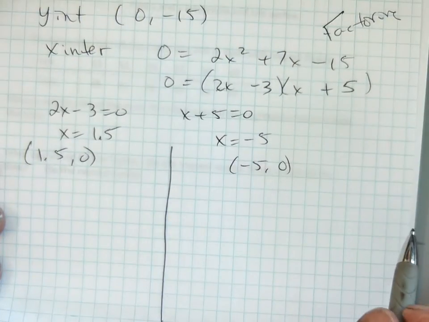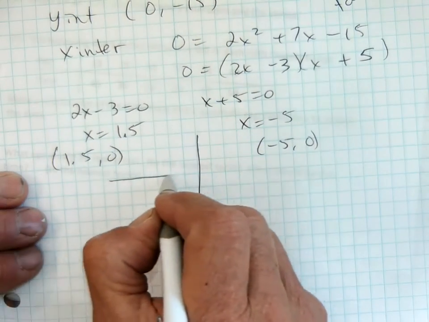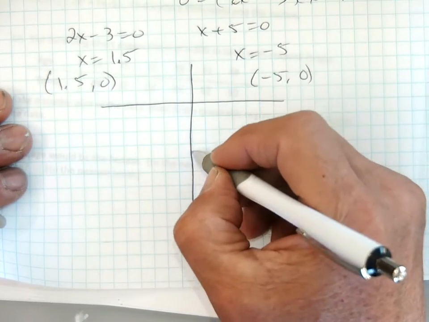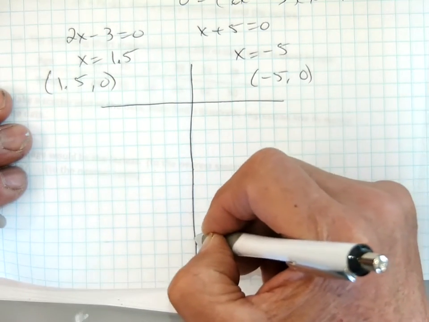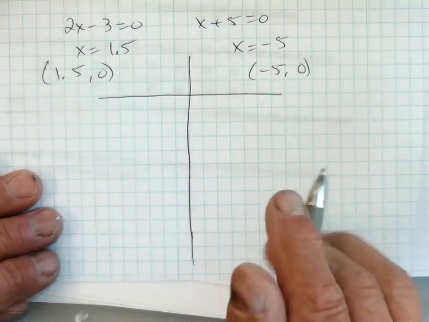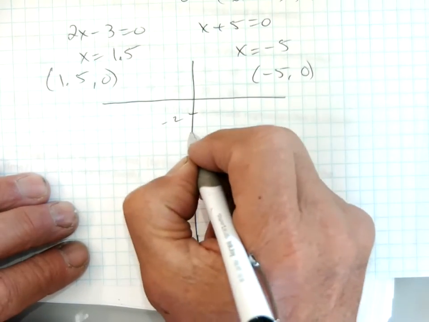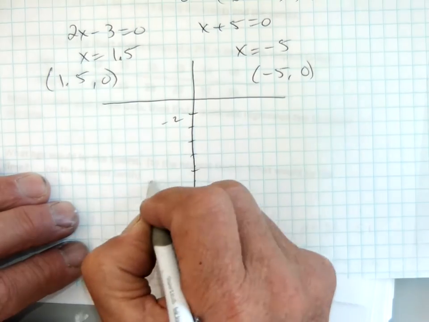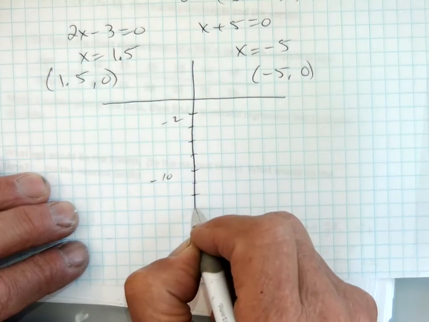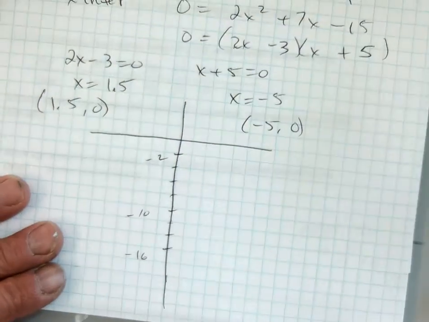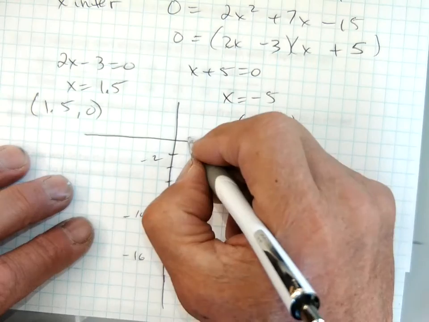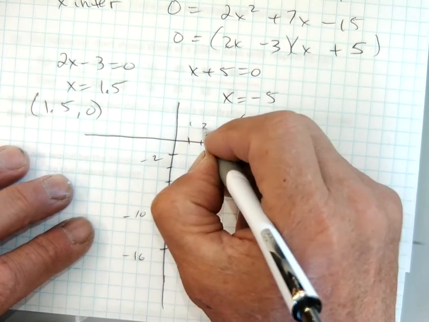How far do I have to go down? Negative 15. Well, all right. 1, 2, 3, 4, 5, 6, 7, 8, 9, 10, 11, 12. Well, maybe we'll go by twos. Negative 2, 4, 6, 8, negative 10, 12, 14, negative 16. Okay, I'm just going to go by twos. I'll go by ones over here. I'm just going to change scales.